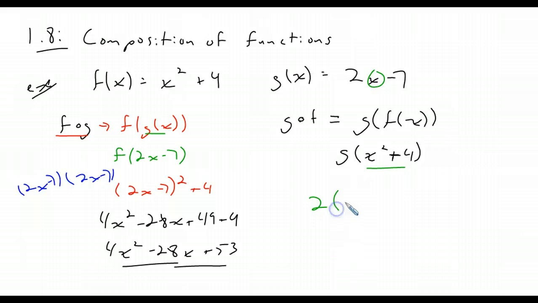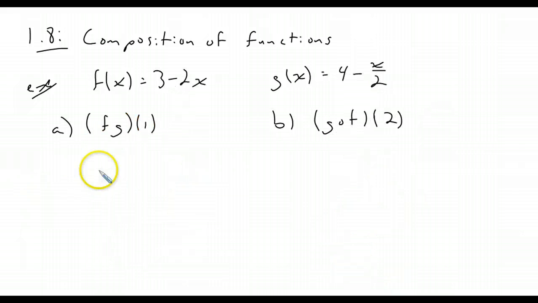So this is the same thing as 2 times x squared plus 4 minus 7. And then it's just a matter of distributing the 2. So 2x squared plus 8 minus 7, which is 2x squared plus 1. And there it is. In some examples, you can actually solve for a number in the end.